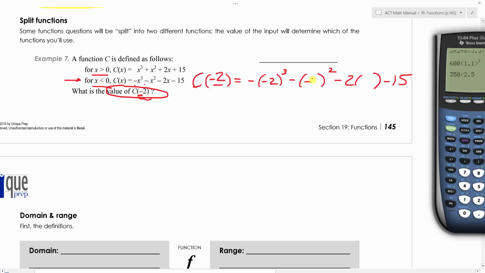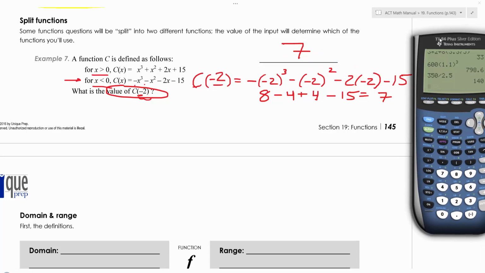So -2, -2, -2. Now again, we just have to be very careful here. -2 cubed is -8, but we're subtracting that, so it's +8. And then -2 squared is +4, but we're subtracting that +4. And then this is 2 times -2, which is -4, but we're subtracting that -4, so that's +4. And then we are subtracting 15 at the end. So this is 8 minus 4, which is 4, plus 4, which is back up to 8, minus 15, which is 7. So our answer should be 7.